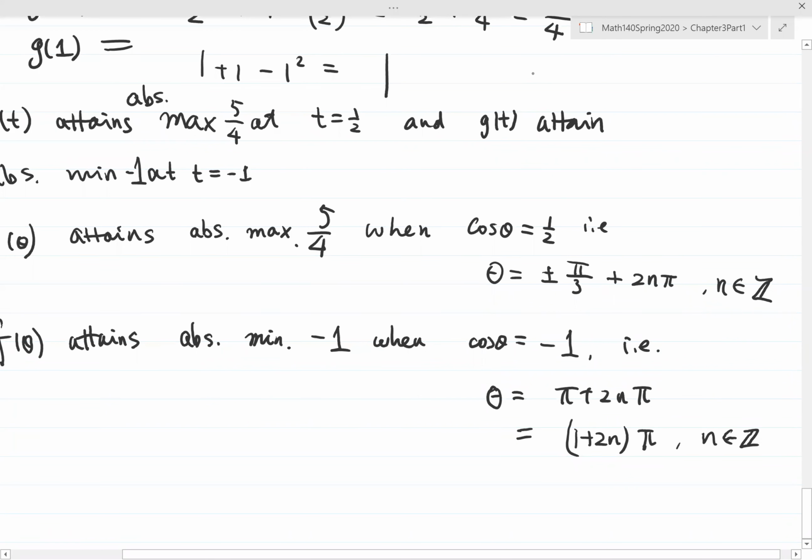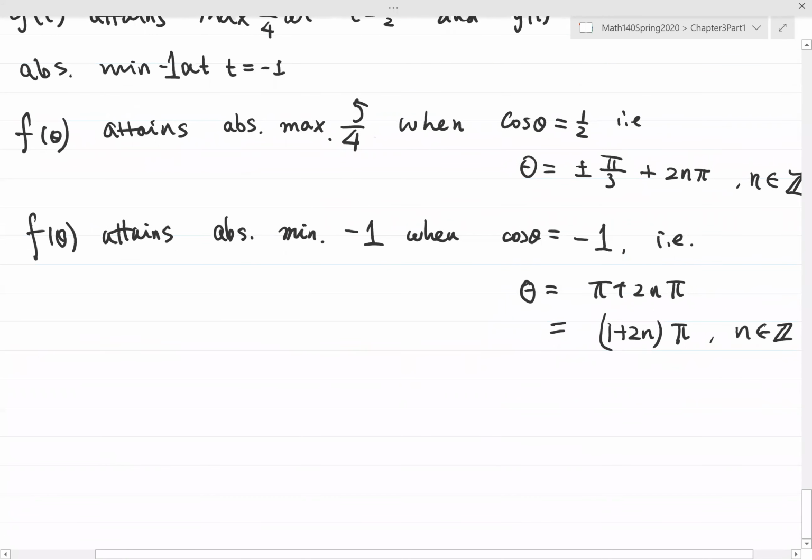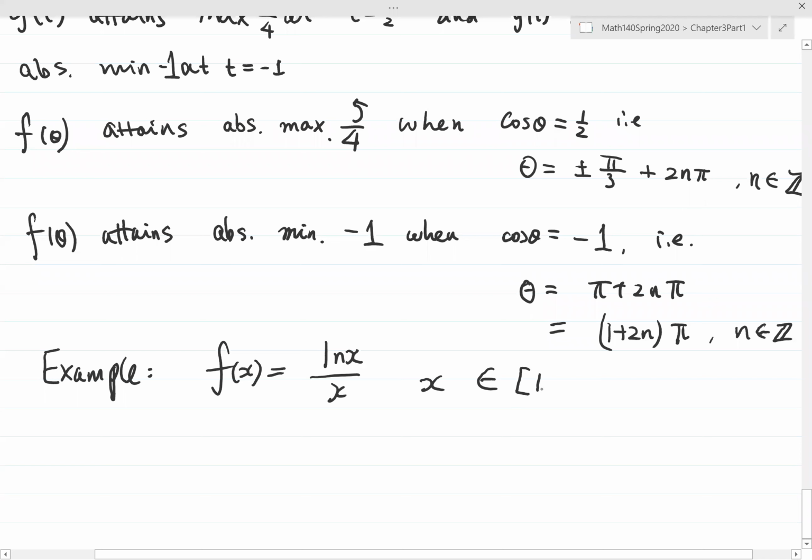Let's see more examples. Let's see this example. f(x) is log x over x, where x is in 1 to 3, the closed interval.